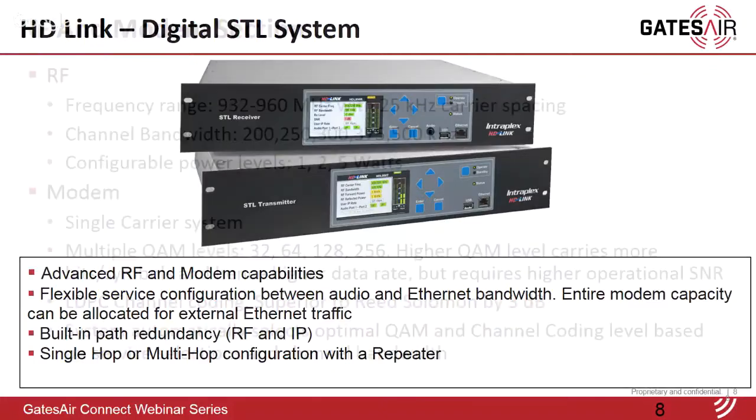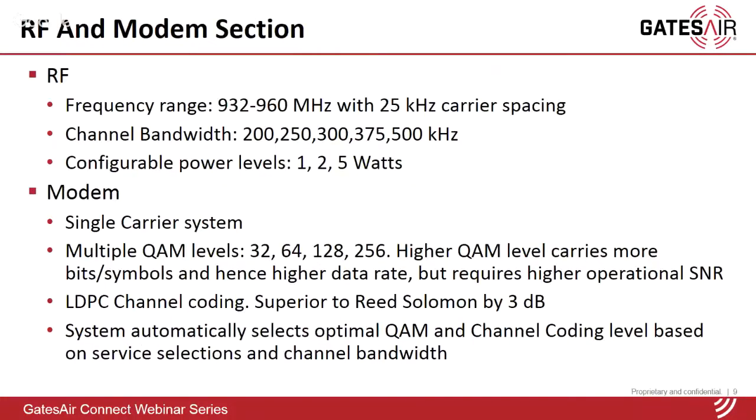Let's start looking at the three main areas that we talked about. We'll start off with the RF and the modem section. The frequency range supported by HD Link is from the range of 932 to 960 megahertz to satisfy both US and Canada. There are 5 different channel bandwidth configurations from 200 to 500 as shown here, and the integrated PA can be set to 1, 2, or 5 watts.